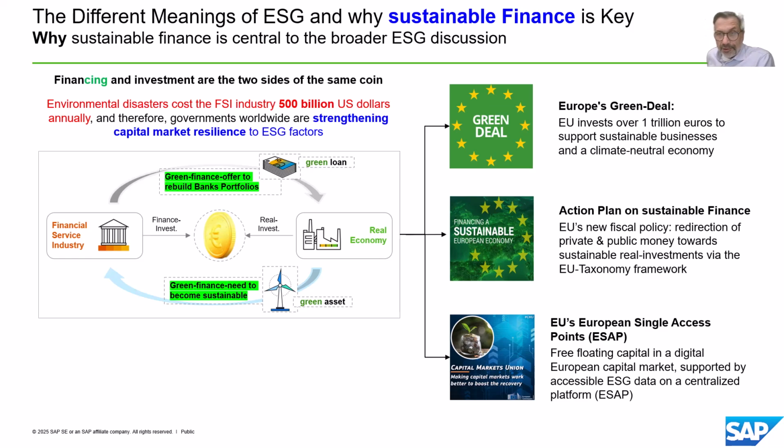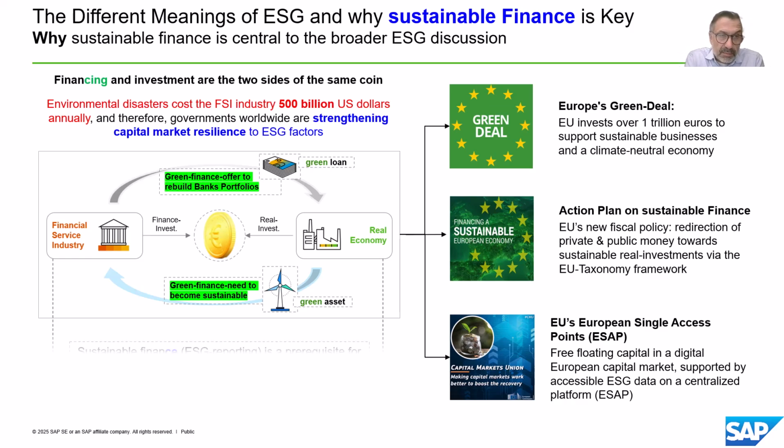Third, worth mentioning here is the European Single Access Point. This is of interest for us as SAP because by 2030 at the latest, all the ESG information that is required based on the ESRS and the EU taxonomy must be published on a digital platform. And this digital platform is the European Single Access Point. The idea behind it is that from there on, all the financial service providers are able to identify in real time the ESG rating of a corporate customer in order to provide them with cheap money in order to rebuild their financial portfolios.